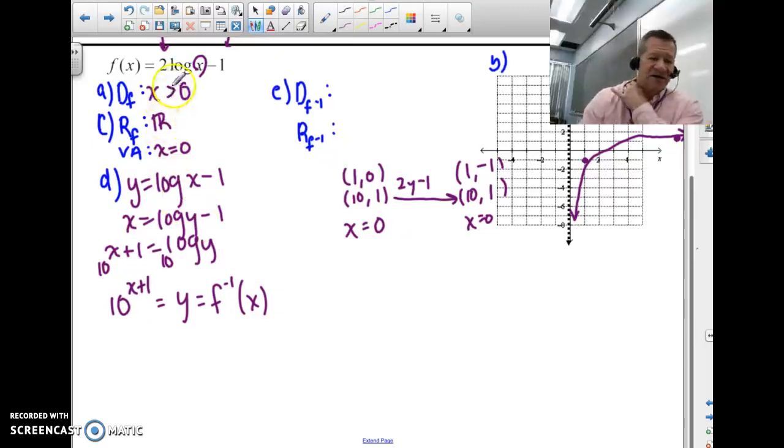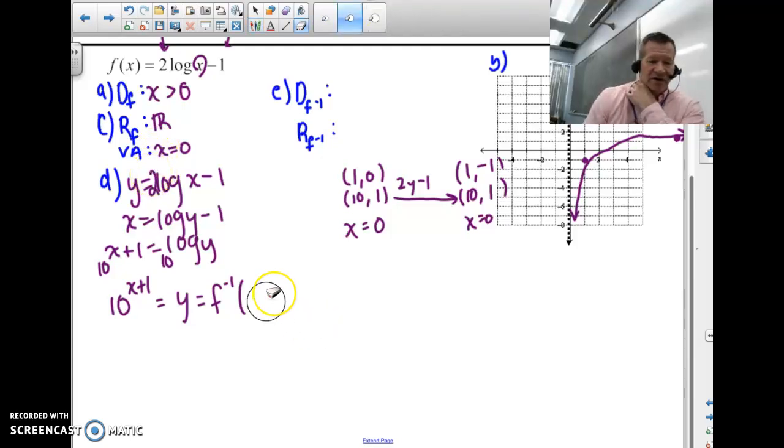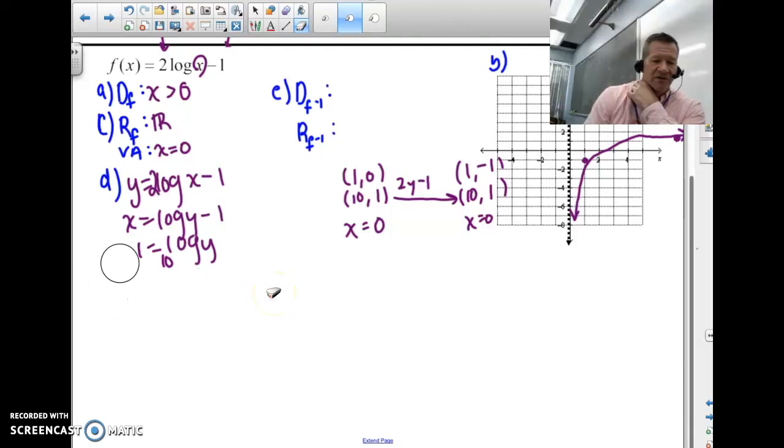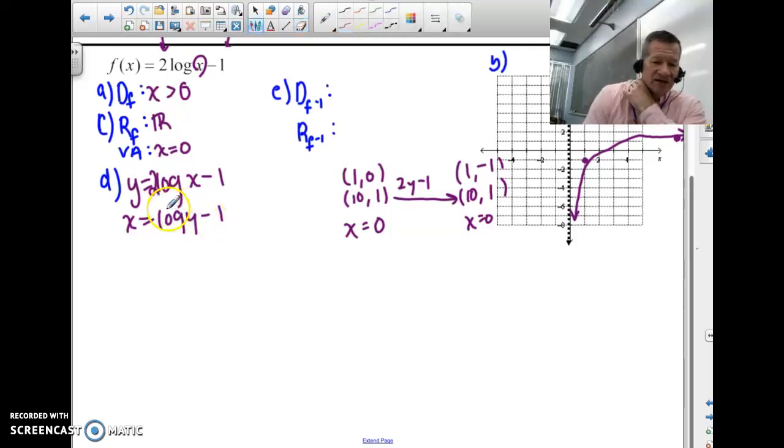Okay, so this had a, oops, I screwed something up. I forgot my 2. Oh, darn it. Well, that's going to change things, isn't it? Let me go back up. You have to write down the whole function, not just part of it. Okay, so it was x equals 2 log y minus 1.